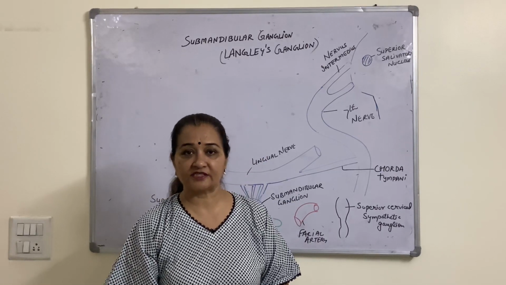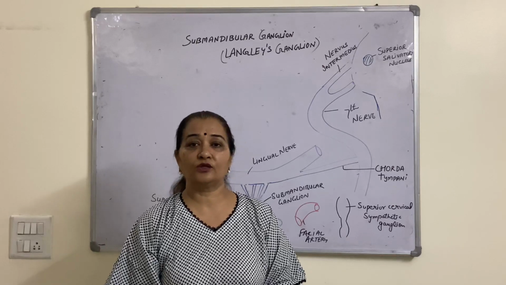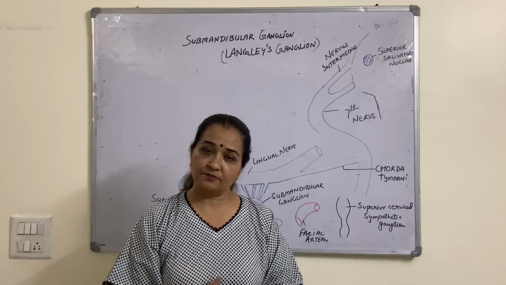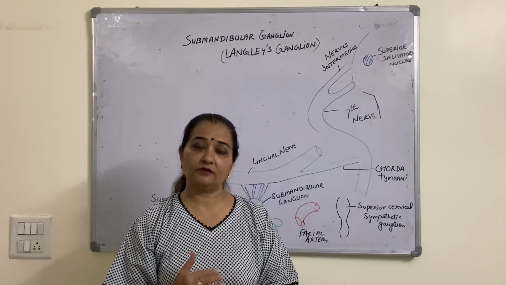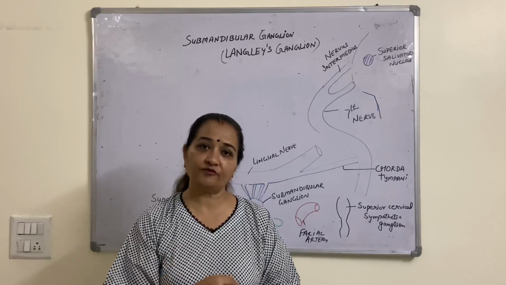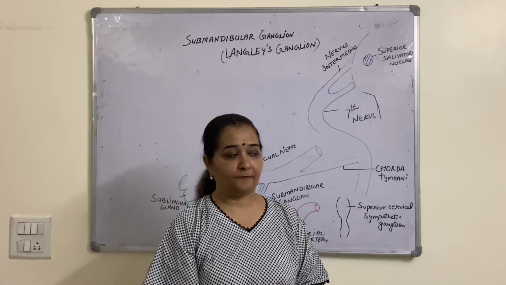Students, today we will discuss the submandibular ganglion. Another name of this ganglion is Langley's ganglion. This is another peripheral parasympathetic ganglion which is meant to pass the secretomotor fibers, which are coming from the higher center, to the submandibular gland and the sublingual gland.